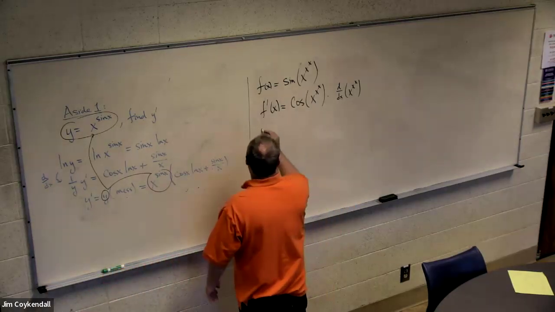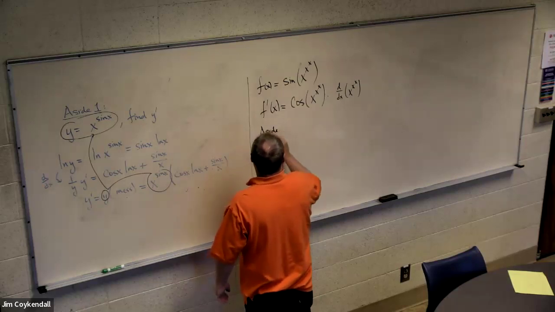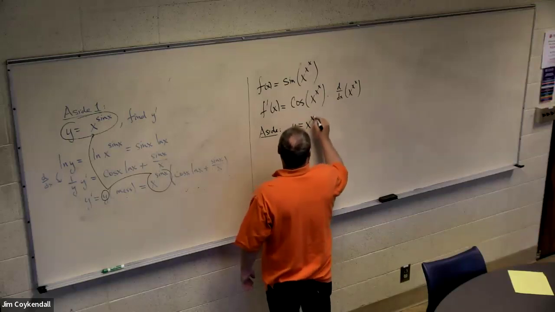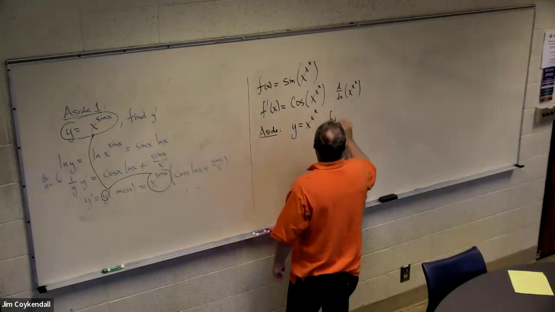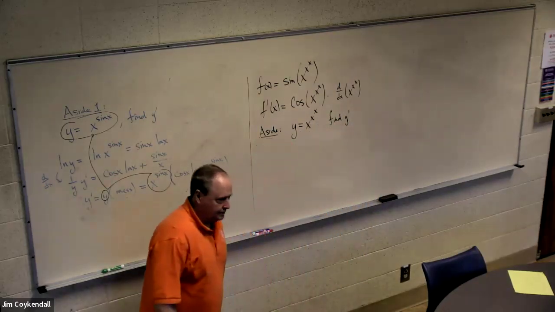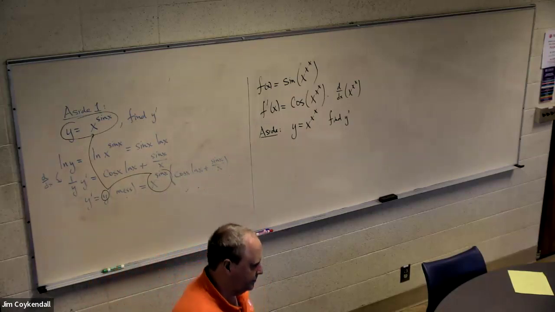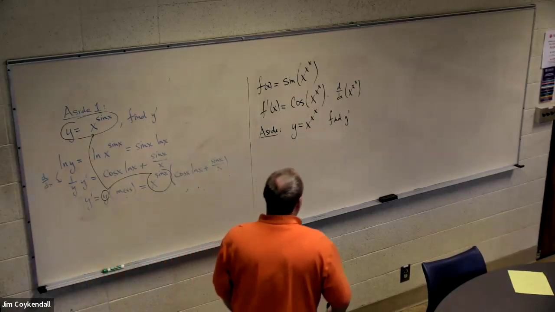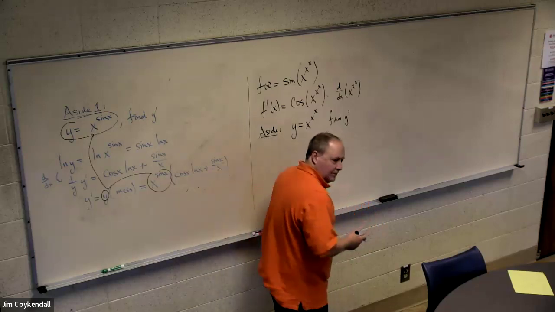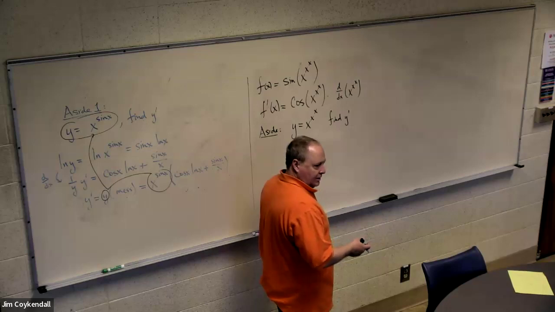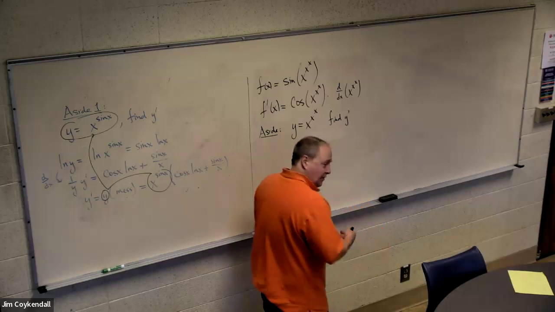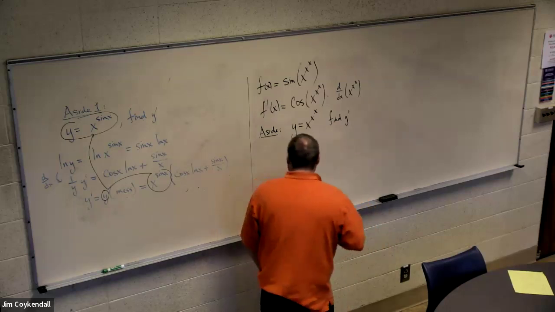So, say y is equal to x to the x to the x, find y prime. Okay, what do we have? We have a variable base with a variable exponent. And the exponent is also a variable. This sounds like a job for a log.